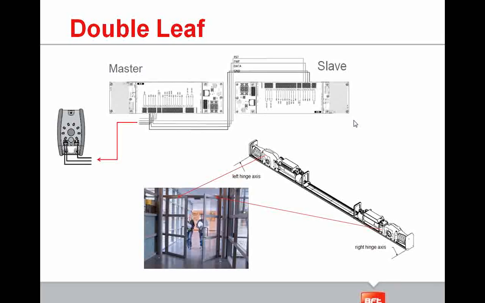If you install the two leaves, you must set one as a master and the other as a slave. Then you connect the selector only to the master, because the master manages all the system. The slave only manages the single leaf.